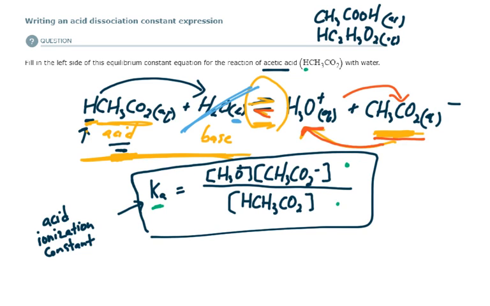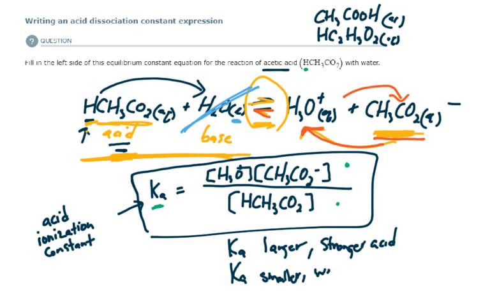And if you want to explore a few things about Ka, you may do some reading or watch some videos, and you'll come to the conclusion that as Ka gets larger, then that means you have a stronger acid. Smaller Ka, so if Ka becomes smaller and smaller, then you get a weaker acid. Now what do I mean when I say stronger acid for larger Kas and a weaker acid for smaller Kas? Well, the only acids that have Ka values associated with them are weak acids.